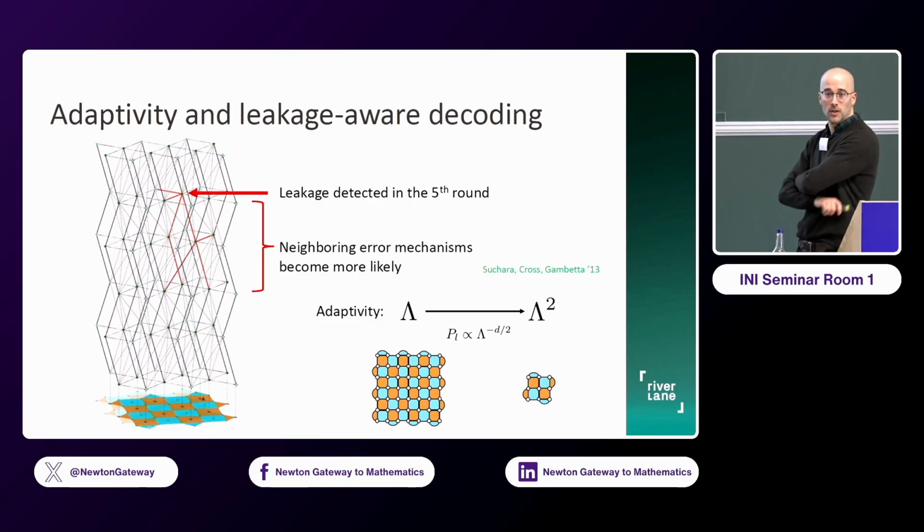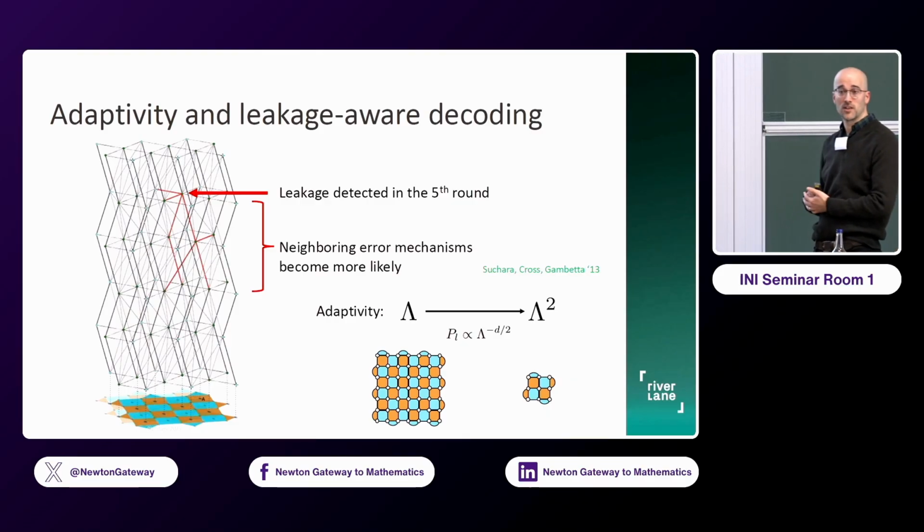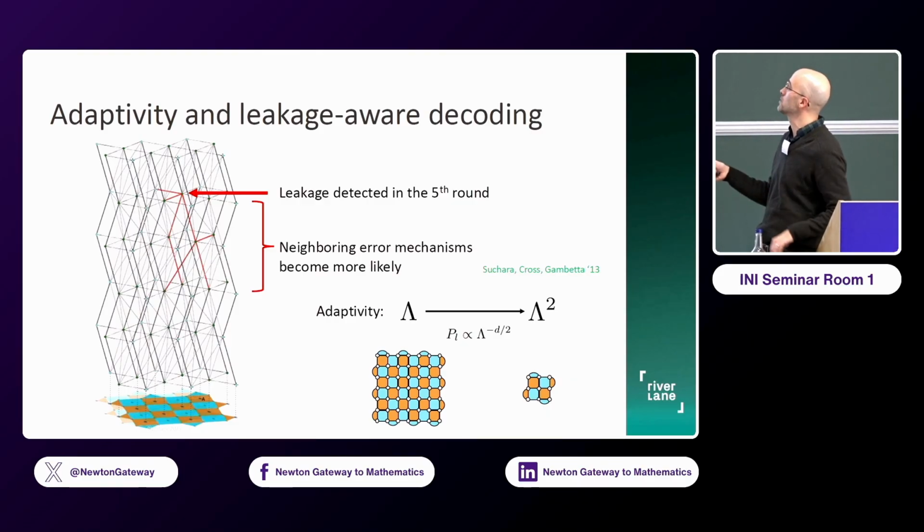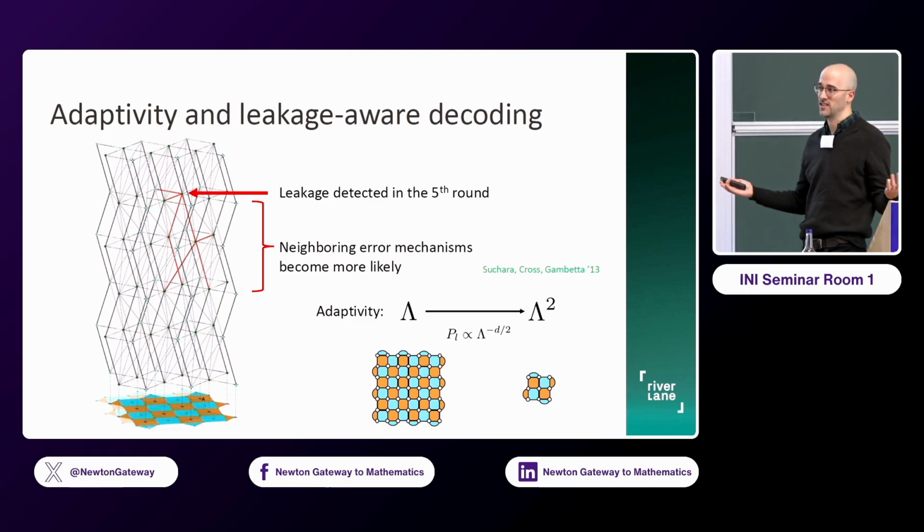It's localized to 2 rounds of error correction, and that's because we're using this leakage reduction unit that makes sure that leakage is flushed every 2 rounds. So if we have seen the qubit to be leaked here, it may have done a lot of damage over the past 2 rounds.